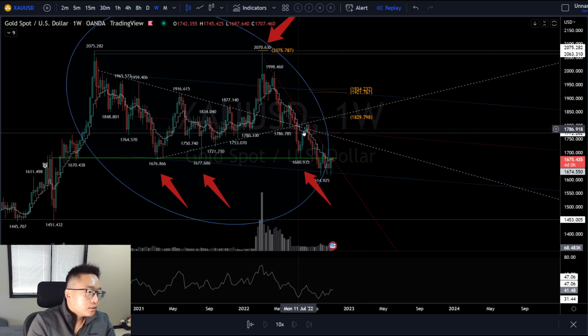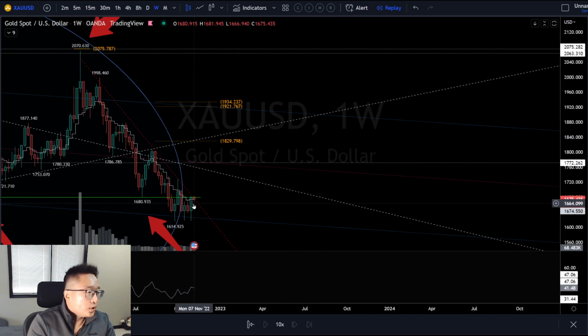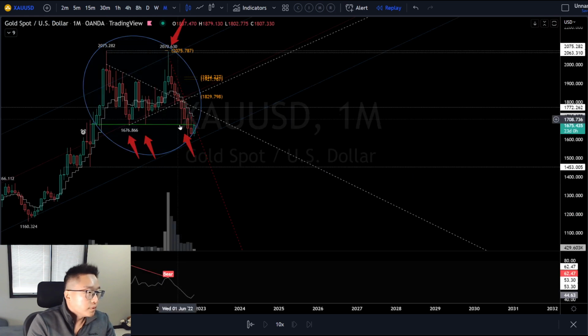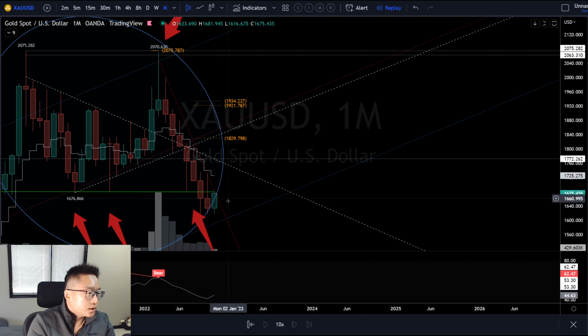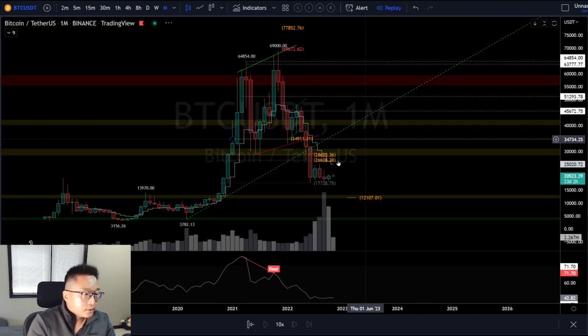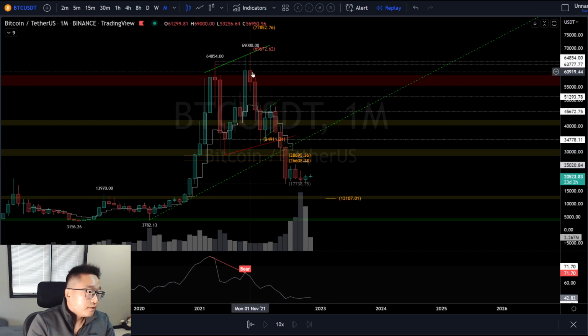Weekly, you could call this a weekly bear flag. We did just break over that weekly 8. Monthly, forming a bear flag, so this could go sideways for some time. And then Bitcoin, monthly bear flag, very, very visible, okay? Huge down drop of over 3 months, and then now it's 5 months of sideways action.